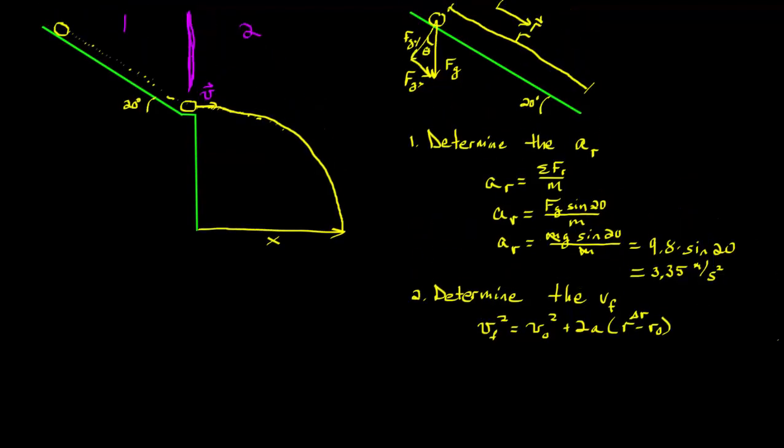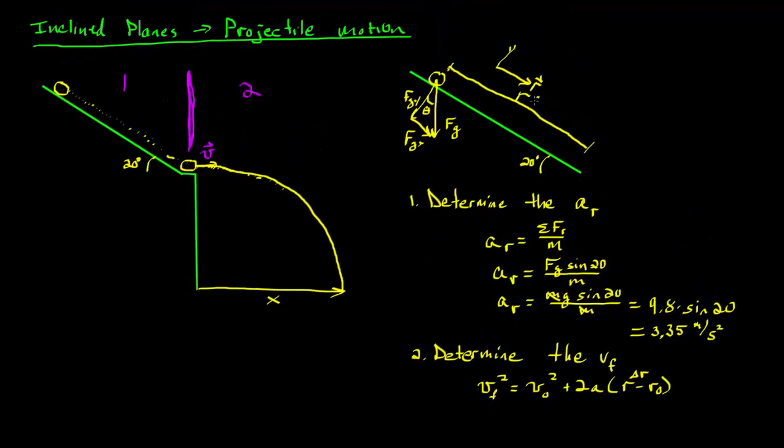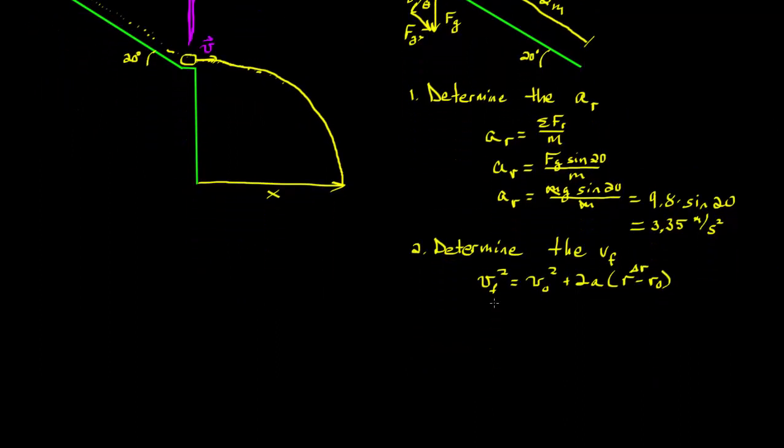Okay, so let's suppose that it goes 2 meters. Then we would just plug in our values. So my final velocity squared is going to be 2 times the acceleration, 3.35, times the distance it traveled, which was 2. And then to get rid of the square, we take the square root of that.